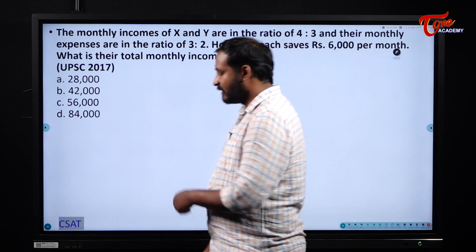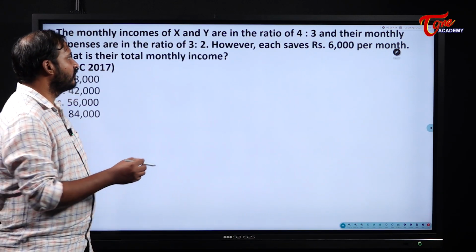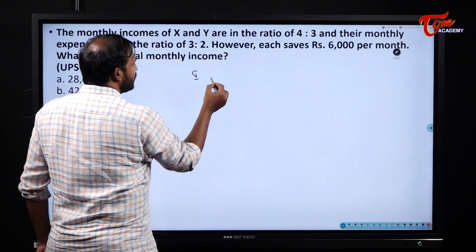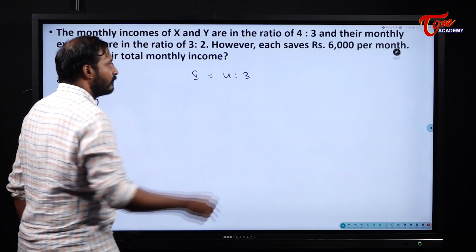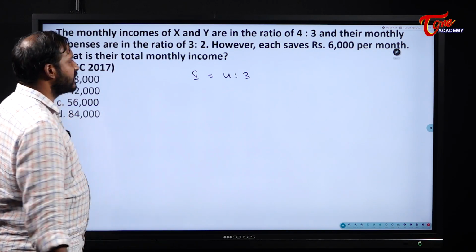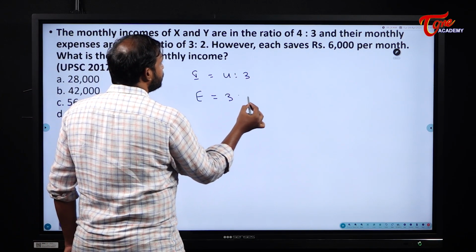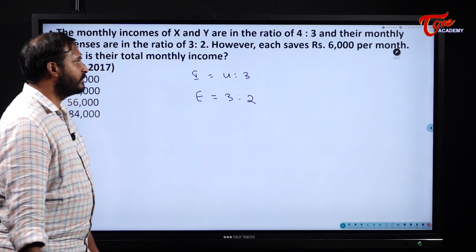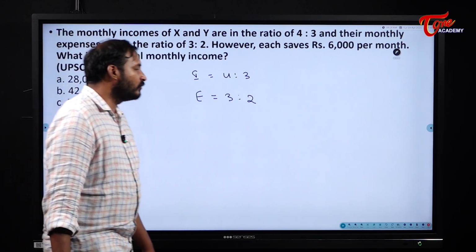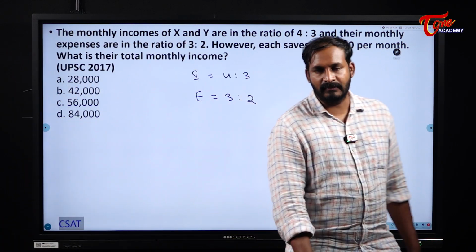The monthly incomes of x and y are in the ratio of 4:3. Okay, fine. And their monthly expenses are in the ratio of 3:2. However, each saves rupees 6,000 per month. What is the total monthly income?